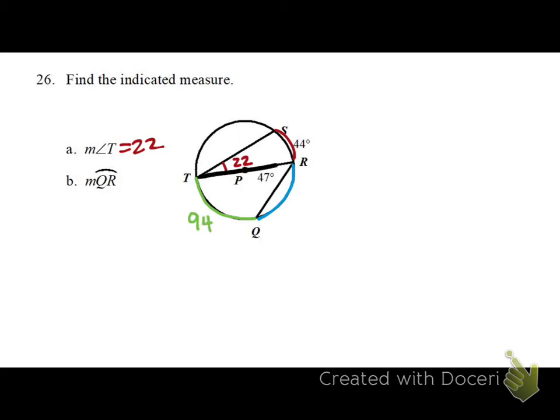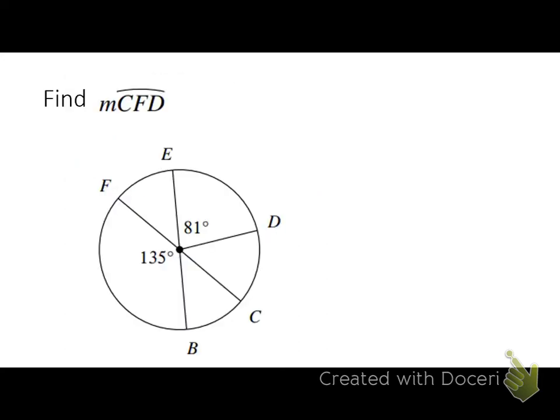What do we call TR, this line in the middle? It's a diameter. So how many degrees is it from R to T? 180. You know 94 of it, which means QR has to be 86. You will see a question like this on the quiz. Very similar, different numbers. It is the new quarter, yes.